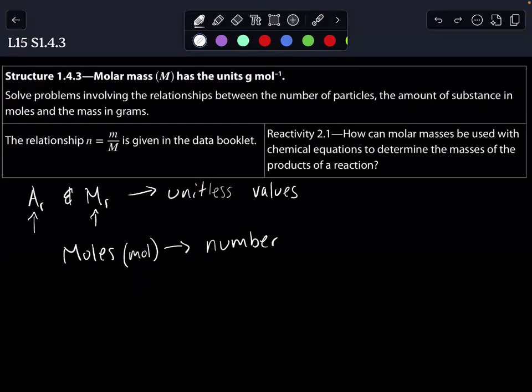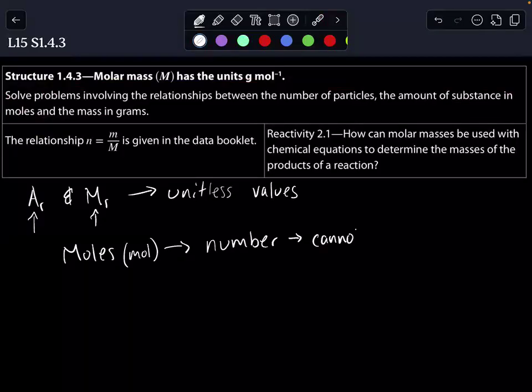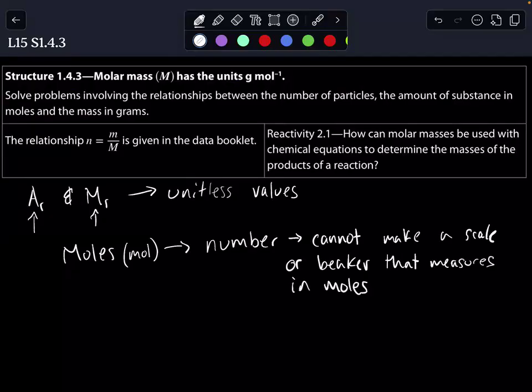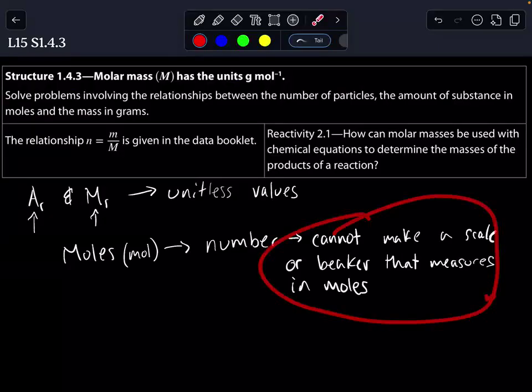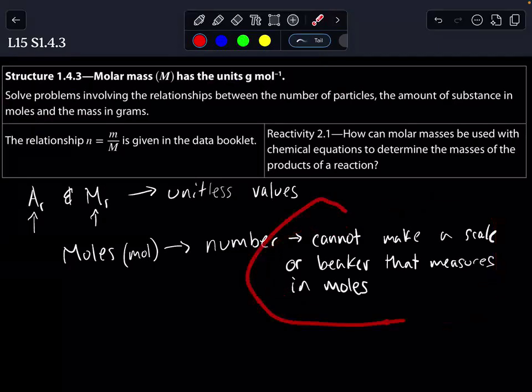And the thing about that, because it's a number, we cannot weigh it, cannot make a scale or beaker that measures in moles, which sounds kind of wild, but if you take a minute to think about it, that makes sense. Your beakers measure in liters, your scales measure in grams, but you've never seen one that says moles, and you never will because mole is a number.